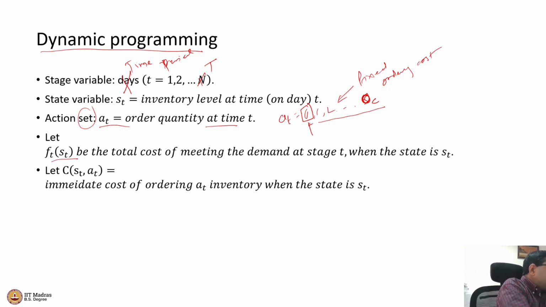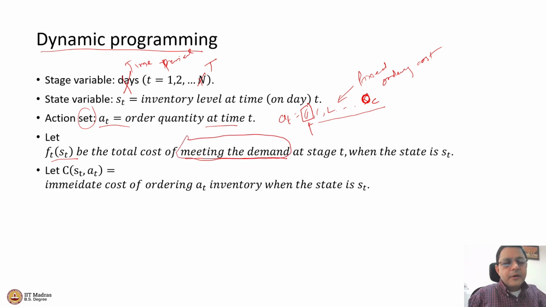Okay, let F_T(S_T) be the total cost of meeting the demand at stage T when we are in state S_T. Here I have also indirectly said there is an assumption. There is a restriction that every time period I must meet the demand. So I am excluding the possibility of shortages. How much should I place the order for? Since the demand is known, why would you want to incur shortages, right? You may obviously want to order more and keep it in stock, but why would you want to incur shortage cost, right? So it doesn't make sense. Therefore, we are assuming that in every time period, the demand must be met.